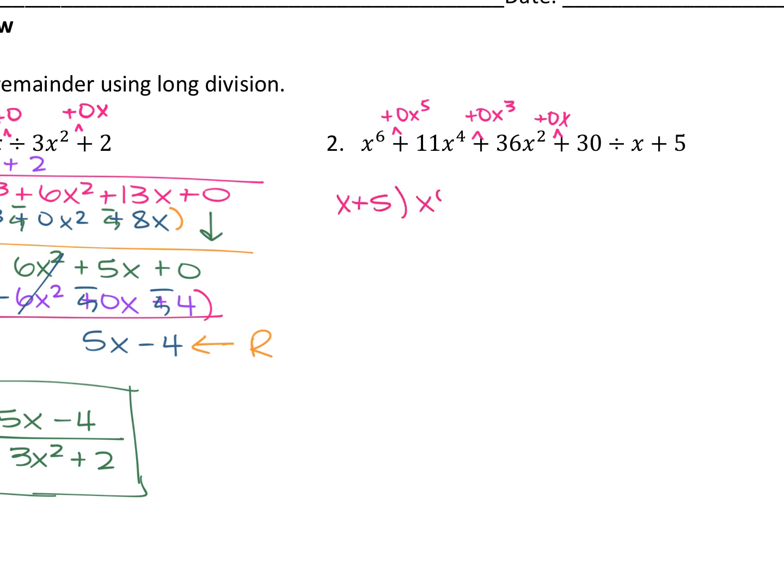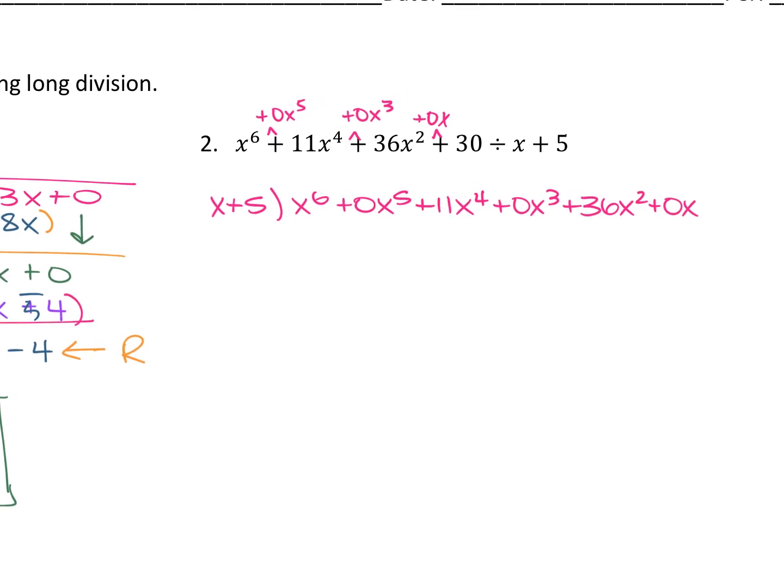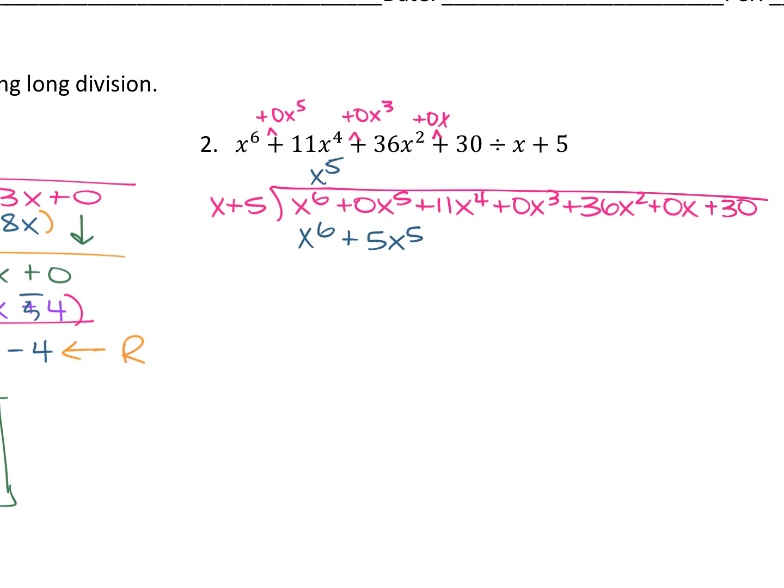On the inside, you'll have the x to the 6th plus 0x to the 5th plus 11x to the 4th plus 0x cubed plus 36x squared plus 0x plus 30. Your x times x to the 5th is x to the 6th. So it's going to give us x to the 6th power plus 5x to the 5th. We subtract these, distribute that negative, change the sign on everything. That leaves us with negative 5x to the 5th power, and we bring down the 11x to the 4th.